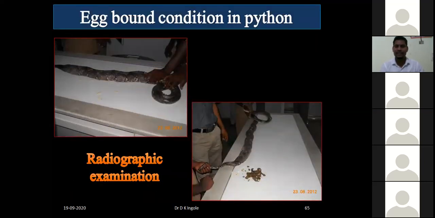Then the egg-bound condition in python is due to vitamin A deficiency, and so many other factors are there. The eggs of these reptiles, particularly python and all kinds of reptiles, are leathery. They are not like poultry eggs. Even when we did the X-ray, sometimes we could not appreciate them. But after 2-3 months of treatment, the animal came for postmortem, and we could recover 18 leathery eggs from the python.